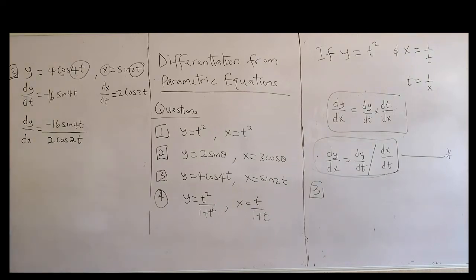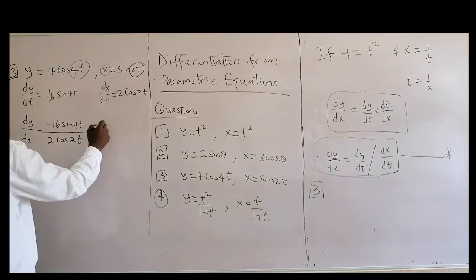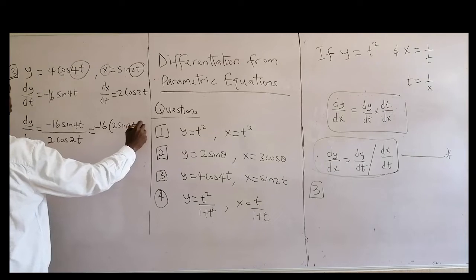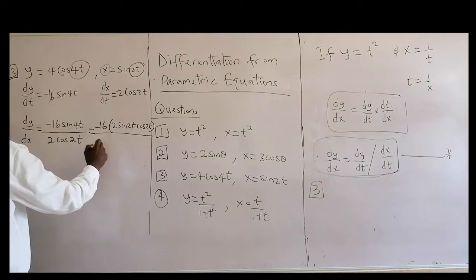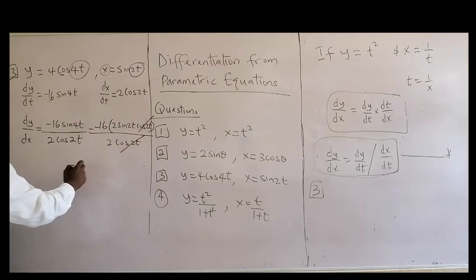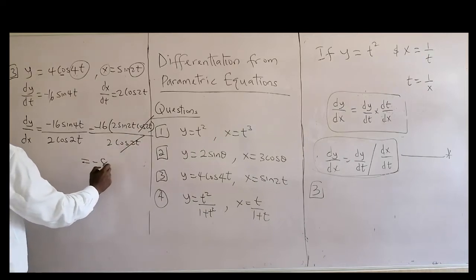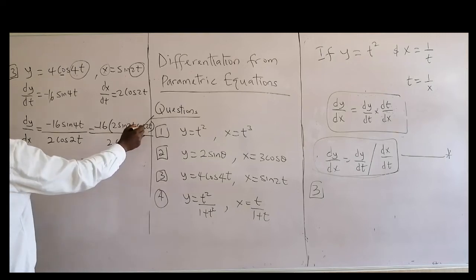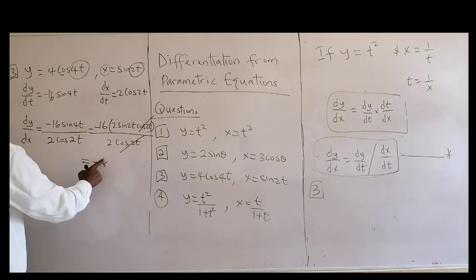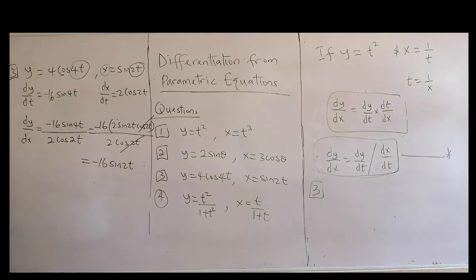Which will be equal to, you can begin to use the identity. This will be equal to minus 16 sin 2t cos 2t all over 2 cos 2t. So cos 2t is there, cos 2t is there, so they cancel out. So I have 2 here, cancel this one out. So I have minus 8 sin 2t... minus 16 sin 2t.